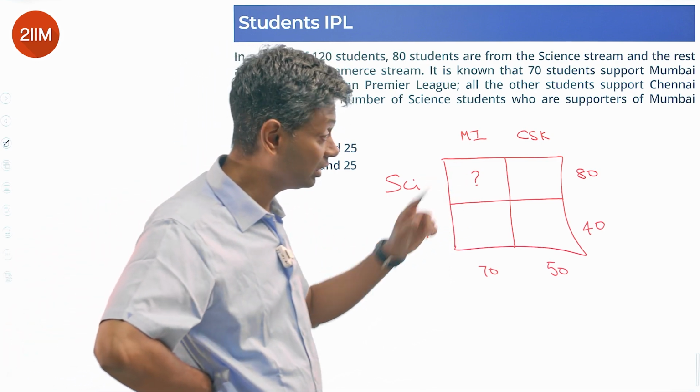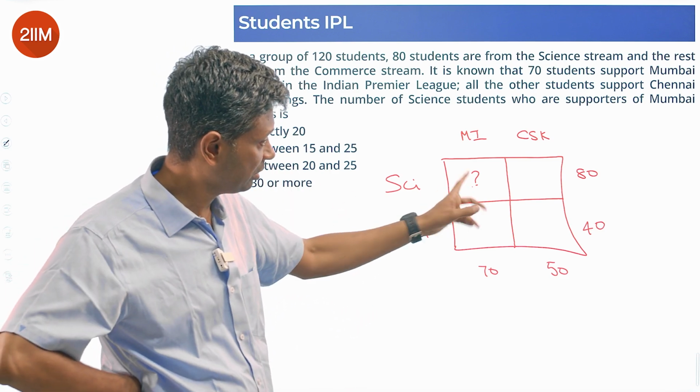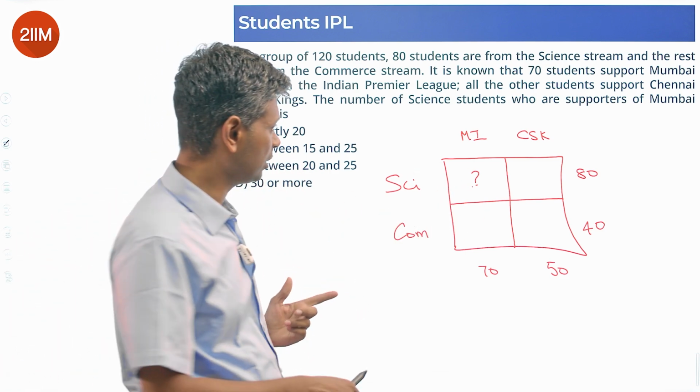So it can be 70. That's the maximum it can take. It's very nice. So this can be 70. That is possible. It can go up to 70. When will it be 70?